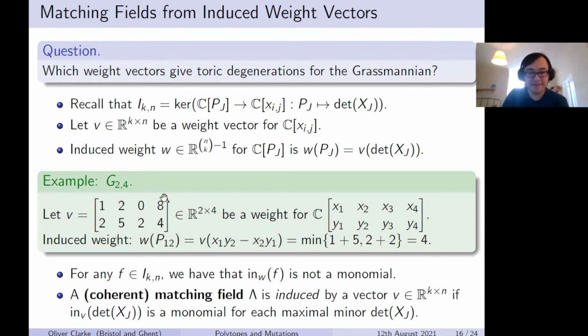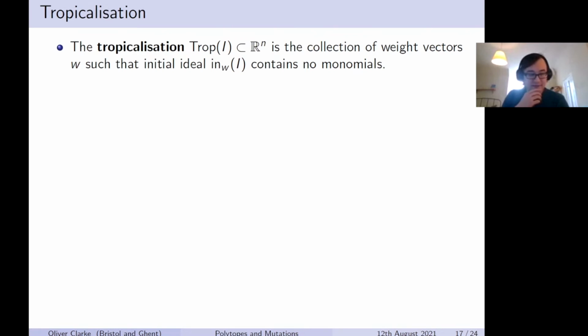So in particular for this example here, this matrix, you can go through and you can check that for every P_ij, the determinant on those columns i and j will have a unique initial term. It'll have a monomial as its initial term. Okay. So this leads us nicely to the idea of tropicalization.